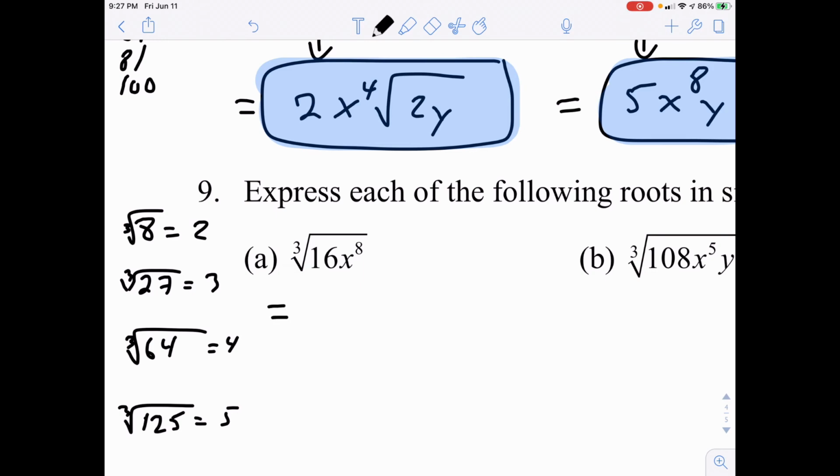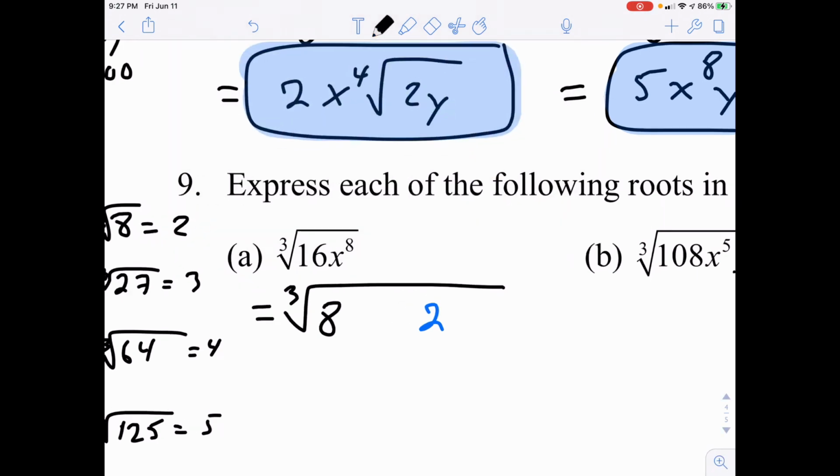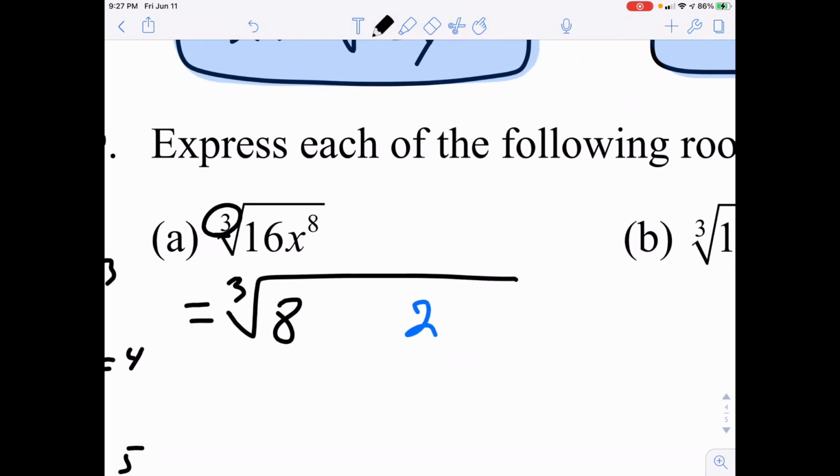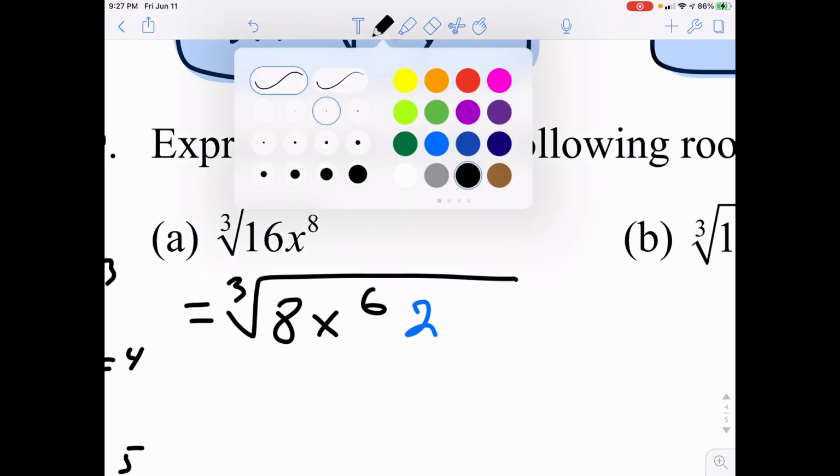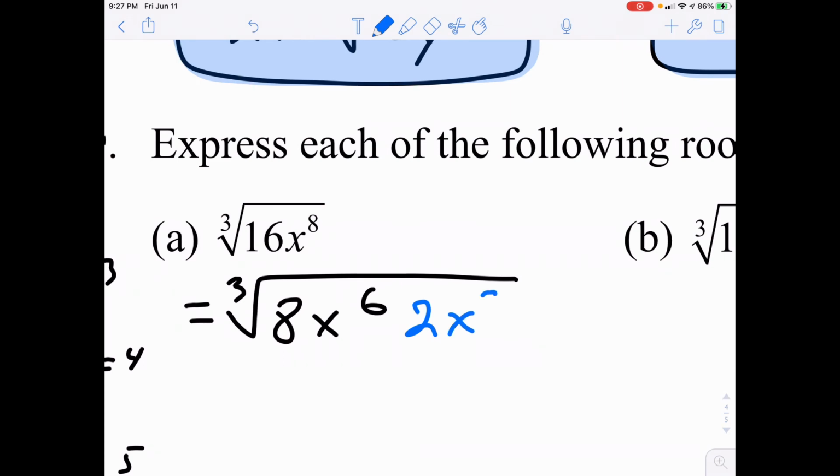Well, the cube root of 16x to the 8th is going to be broken down into 8, that's the largest perfect cube that goes into 16, times 2. Now, we're looking for what is divisible by 3, because we're talking about a cube root, a third root. Well, 8 is not divisible by 3, but 6 of those 8 x's are. The remaining 2 x's will go over here. x to the 6th times x squared is x to the 8th.